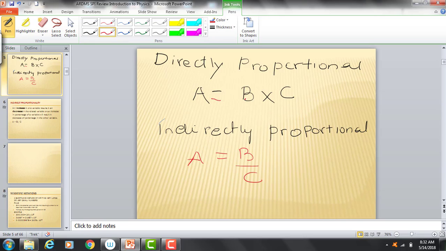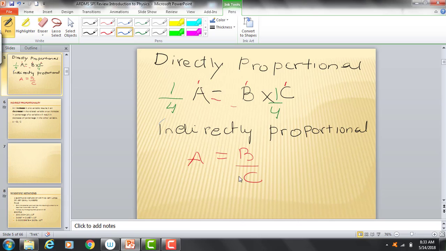So let's go over here. So here A is equal to B times C. So whatever we do to B, the same thing will happen to A. Whatever we do to C, the same thing will happen to A. So if we increase B 2 times, A will also increase 2 times. In the same way, if we decrease C by half or 1/4, A will also decrease by 1/4. So whatever you do to this variable, the same thing will happen to this related variable, or they are directly related.